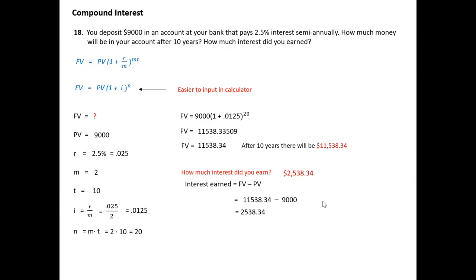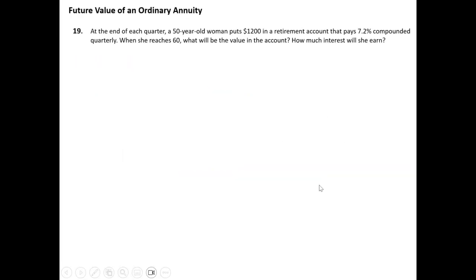Now, number 19 is going to be the future value of an ordinary annuity, which results in also a different formula, right? But it's easier. Right, so here, it says, at the end of each quarter, a 50-year-old woman puts $1,200 in a retirement account that pays 7.2% compounded quarterly. When she reaches 60, what will be the value in the account? And how much interest will she earn?